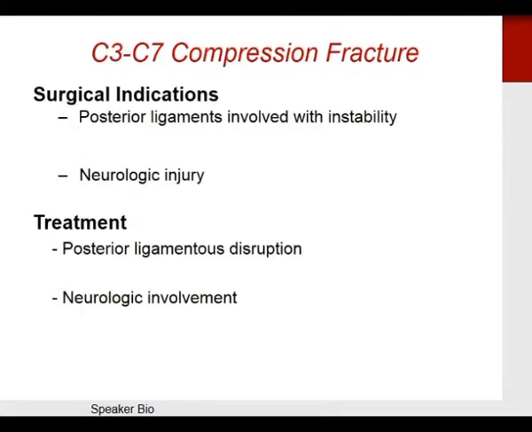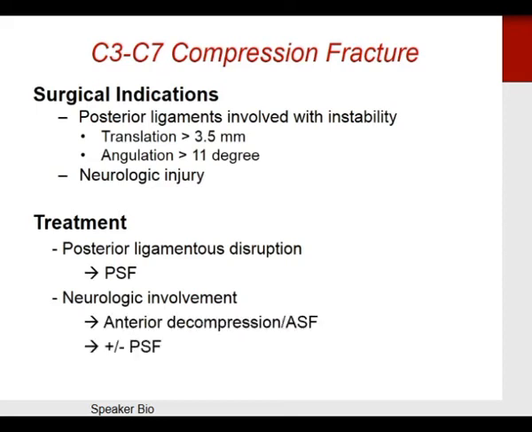Indications for surgery include the posterior ligamentous complex being disrupted. This can be suggested by radiographs that show 3.5 millimeters of translation or greater than 11 degrees of angular deformity. If there's evidence of neurologic injury, then surgery is typically indicated. If there's posterior ligamentous disruption, go posteriorly and restore the posterior tension band. If there's neurologic involvement, then an anterior approach, clearing the canal, and adding on a posterior instrumented fusion may be helpful.